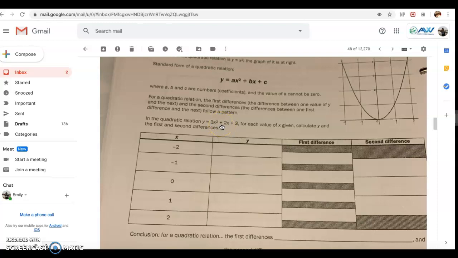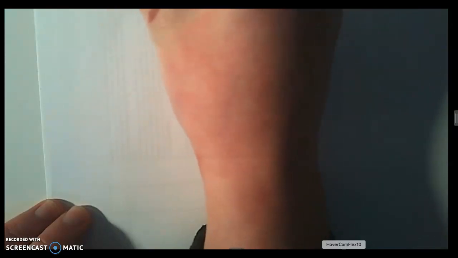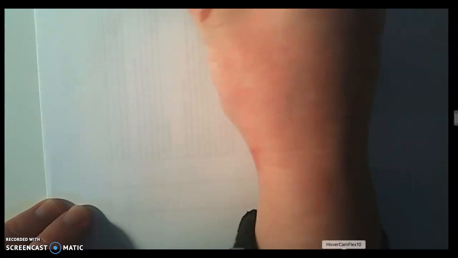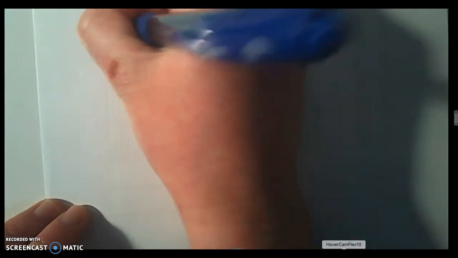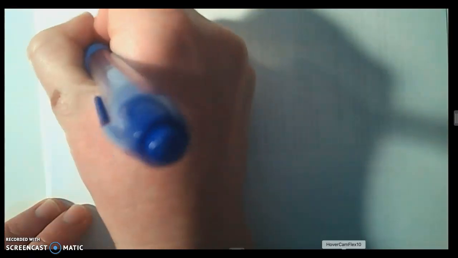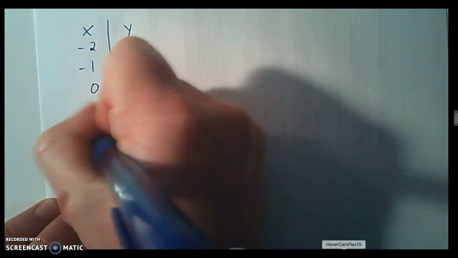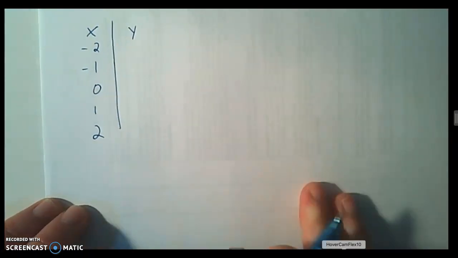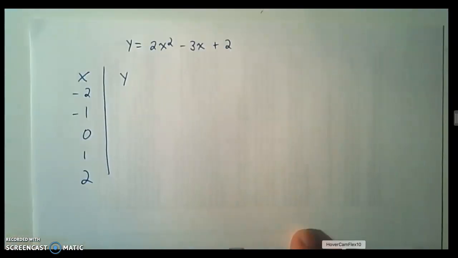Okay, so I just need to get a fresh piece of paper set up here. Head over to that page. Okay, so let's say I'm going to use the equation y equals 2x squared minus 3x plus 2. Okay, and then I'm going to build the same kind of table that you saw. So we've got x values -2, -1, 0, 1, 2. And then we have to figure out the y values. Oh, sorry. Using the equation.